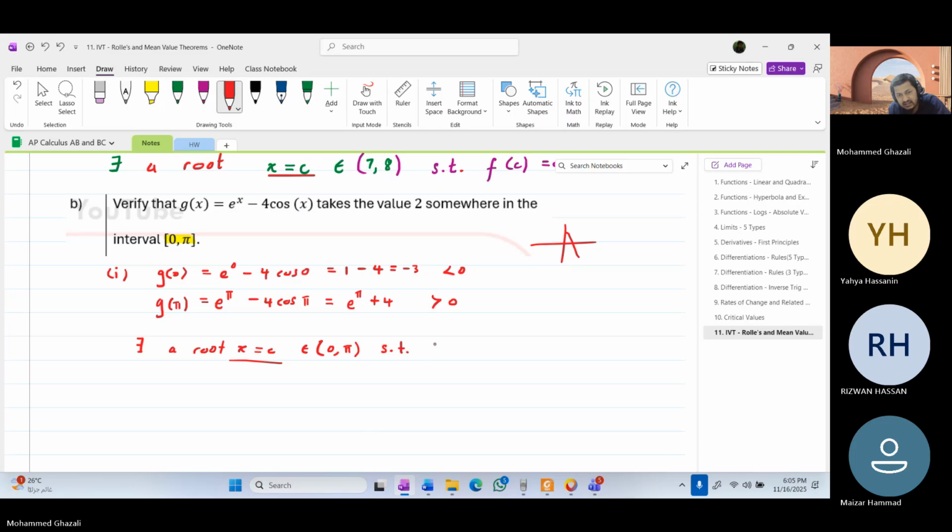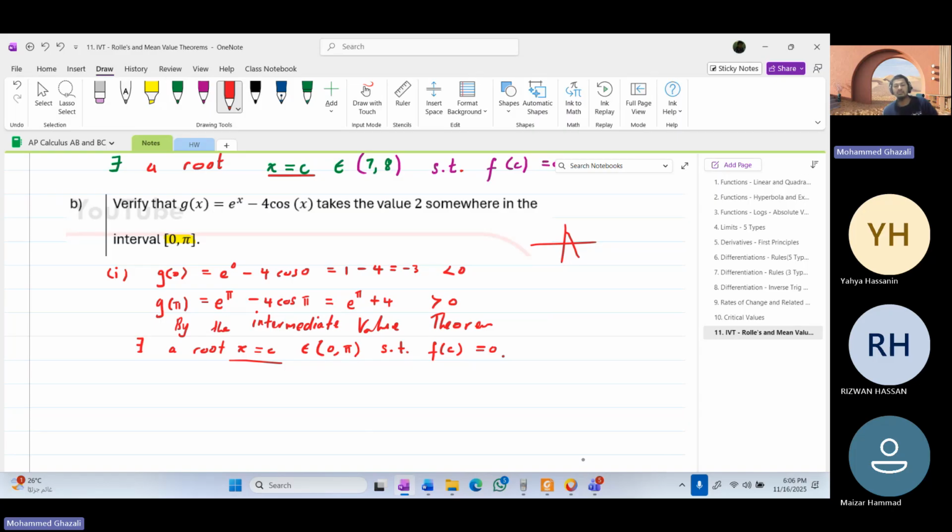Why are you saying it's a root? Because if I take this root and substitute it inside, I will get 0. That's it. So you're going to say by the intermediate value theorem. You need to state what type of theorem you are using. By the intermediate value theorem, there exists a root x equals c, where c is between 0 and pi, such that f of c is equal to 0.